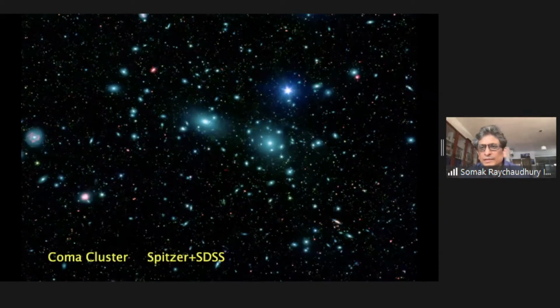So here's the Coma cluster. There are 2 central big elliptical galaxies with some smaller galaxies, and there are a few hundred galaxies in the whole cluster. It's a very rich cluster, with a radius of about a couple of megaparsecs or so.